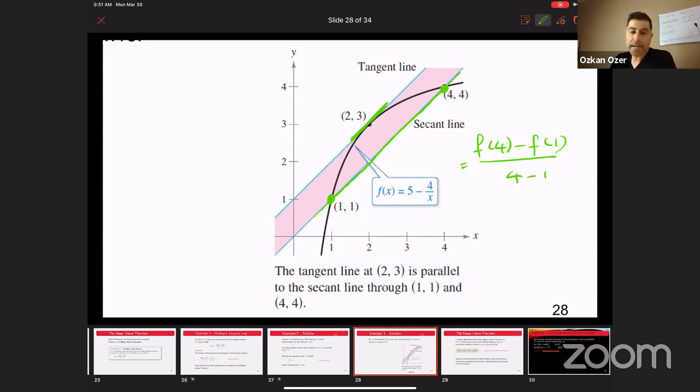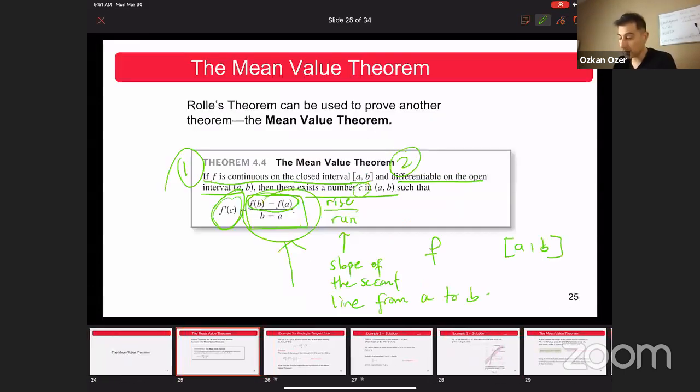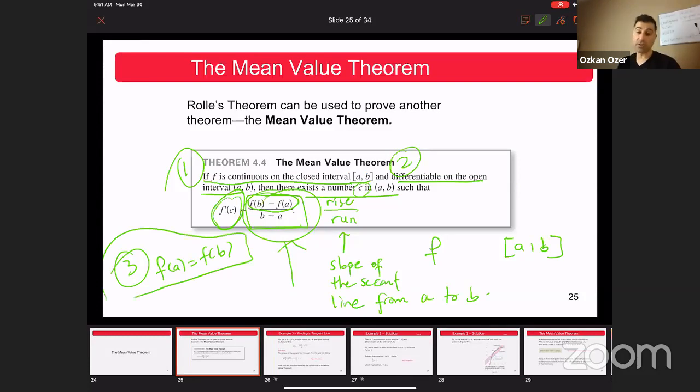So this is another application of Rolle's theorem, in fact, because going back to the description of the mean value theorem, if I do add the third condition, which is f of a equals f of b, then this theorem becomes Rolle's theorem, right? If I add this condition, this is Rolle's theorem. And if f of a equals f of b, the slope of the secant line is going to be what? 0. So f prime of c is going to be 0, which is exactly what Rolle's theorem says, right?